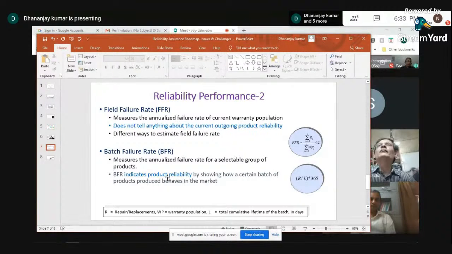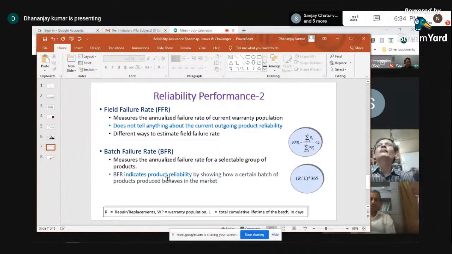Field failure rate is quite well known across all industries. Everyone looks at the failure rate whenever you talk about reliability during operations. But we should remember that this is not a measure of product reliability. It doesn't tell you the product reliability. It just tells the failure rate based on the current population. It's not about the reliability of that product. And more complexity comes because I have myself seen around 10 or 12 different ways of calculating failure rates.